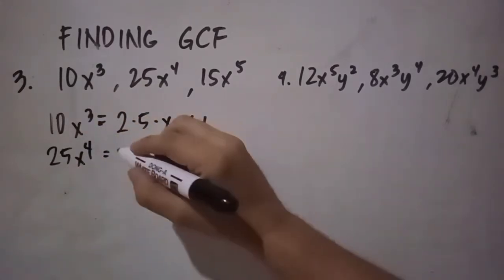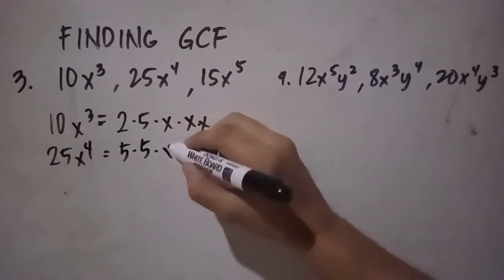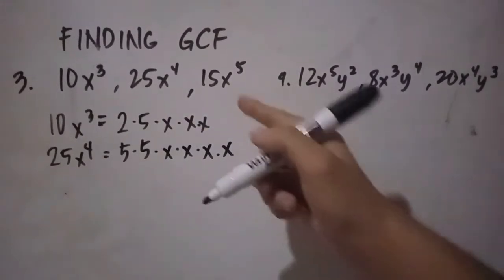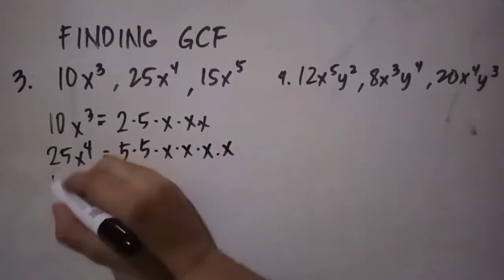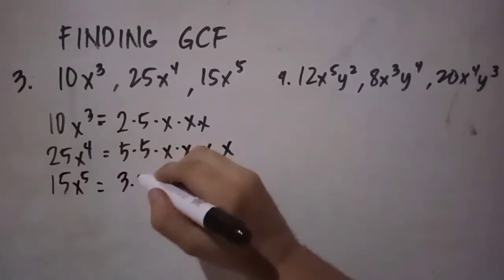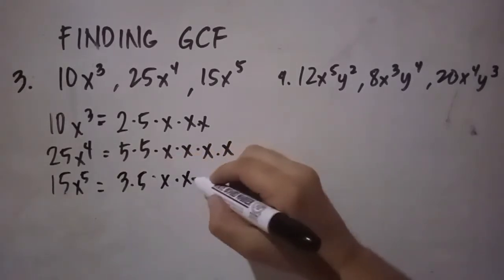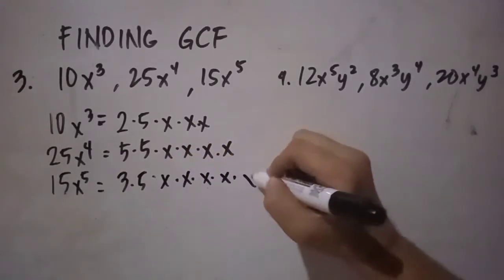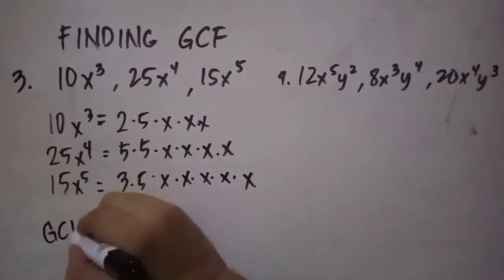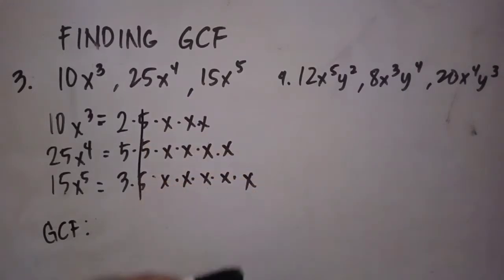So, 25 is 5 times 5. Tapos, yung x to the 4th is 4 na x. Yan. And then, sa 15x to the 5th power naman, 15 is 3 times 5. Then, x to the 5th is 5x. Ayan. So, pagdating naman sa GCF, so meron tayong 5 as a common factor.